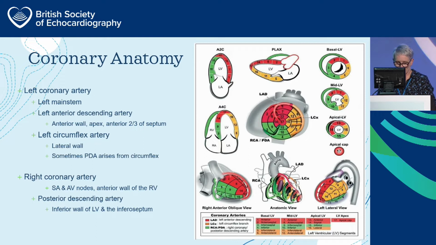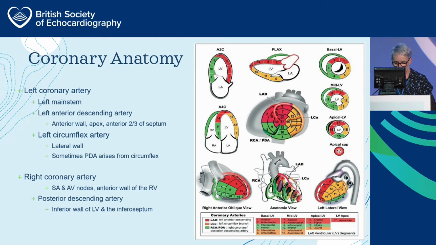You have 2 coronary arteries, as I'm sure you're all aware, the left and the right. The left coronary artery consists of a short main stem which quickly branches into the LAD, the left anterior descending, and the left circumflex arteries. The LAD supplies blood to the anterior wall, the apex, and the anterior 2/3 of the ventricular septum. The circumflex artery supplies the lateral wall, and in a small percentage of patients it will also give rise to the posterior descending artery.